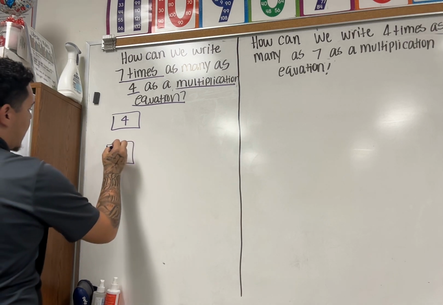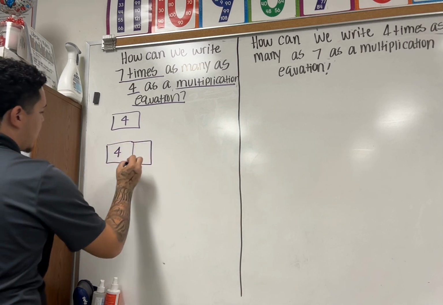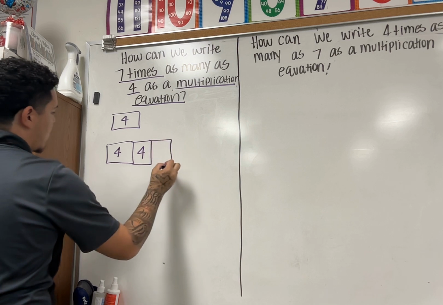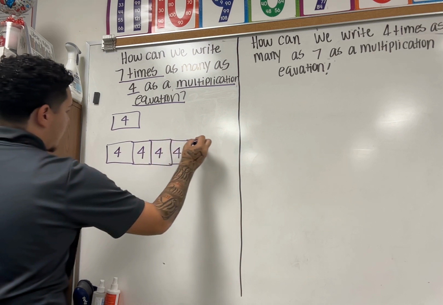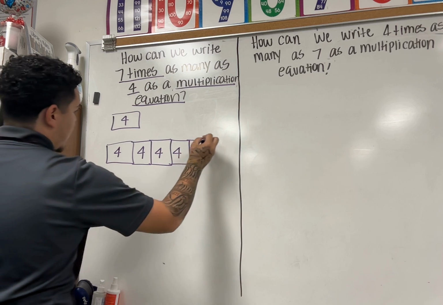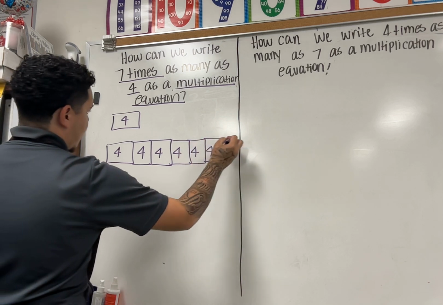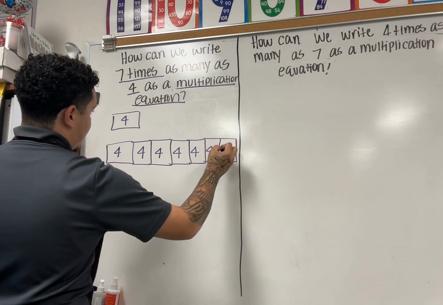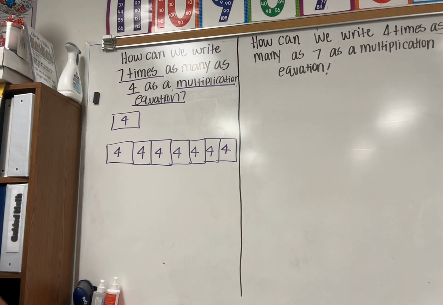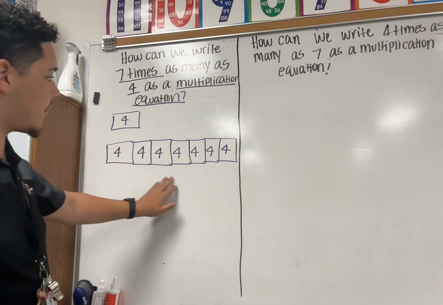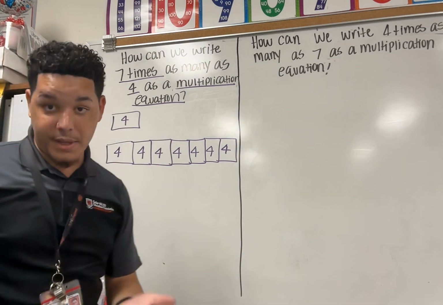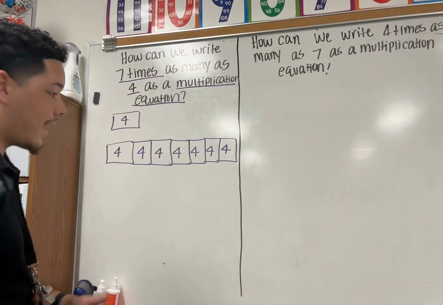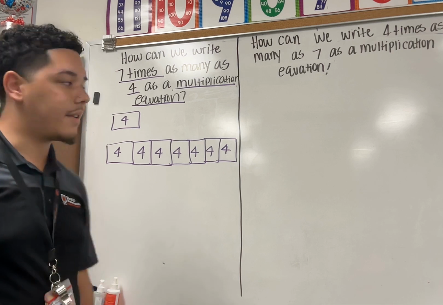So I'm going to write 4 how many different times? 7. 1, 2, 3, 4, 5, 6, 7. All right. And what I can do to figure out my answer to how much is 7 times as many as 4 is repeated addition, or I can do skip counting. I'm going to show you skip counting first.